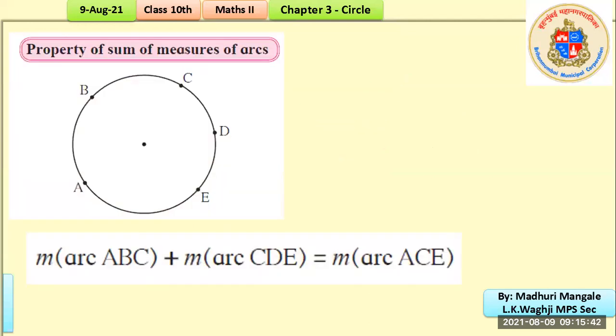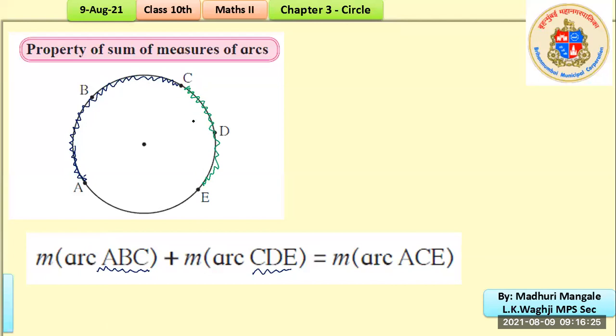The property of the sum of measures of arcs: how can we add arcs? Here in this diagram you can see this circle is broken into many arcs. What if I want to add arc ABC and arc CDE? Where is ABC? This arc is ABC. And what about the other one, CDE? Let's use another color. This arc is CDE.